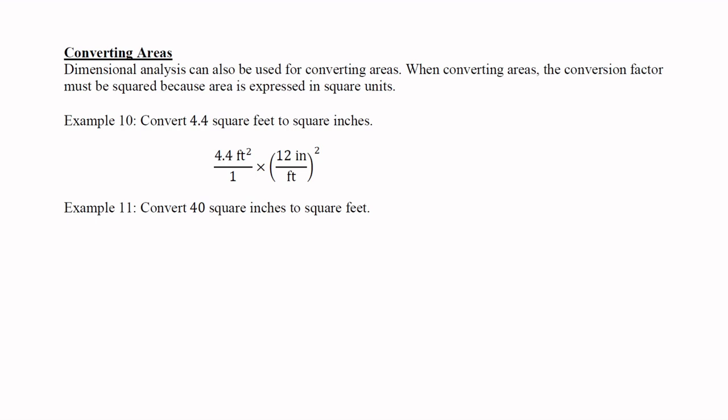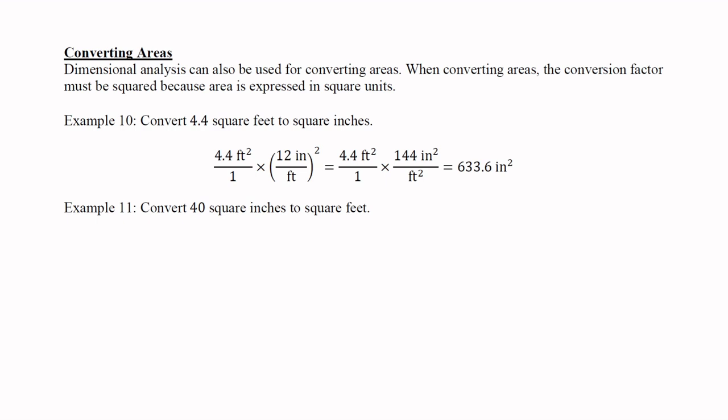And when you square the entire conversion factor, you square everything. Your inches become square inches, your feet on the bottom become square feet, and your 12, the value, also has to be squared. So when we square everything, you end up with 144 square inches per square foot, because 12 times 12 is 144. Then you can do everything like we did before. We cancel out our square feet, you multiply your numbers on the top here, and you get 633.6 square inches.